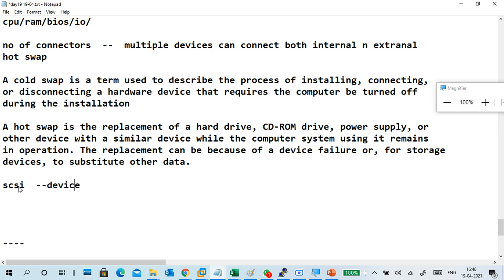SCSI, we have different devices. Devices like disk drives, normal hard disk type, hard disk connections like a SCSI hard disk, SCSI CD-ROM or DVD-ROM, SCSI printers, SCSI scanners, like this. So huge things we can also connect with SCSI.